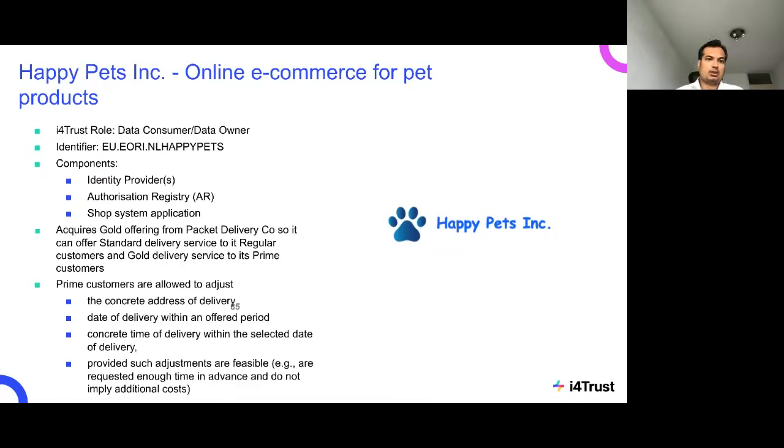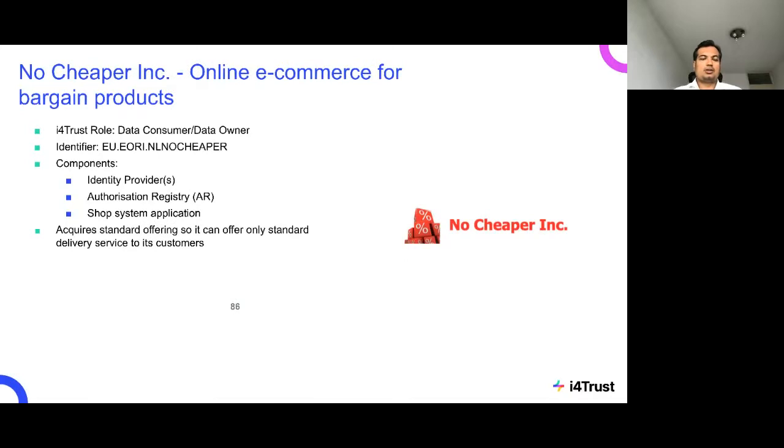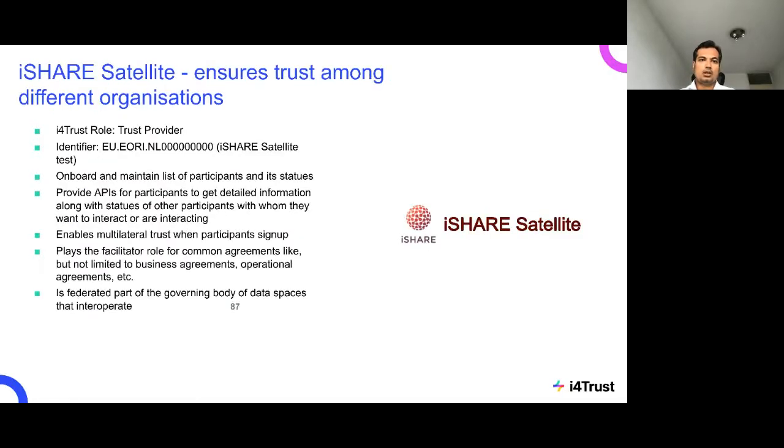delivery. Next is the No Cheaper online e-commerce, which is basically, as the name suggests, for the bargain cheap products, and it just wants to make an efficient use of the process to deliver it to their clients. So those were the participants.